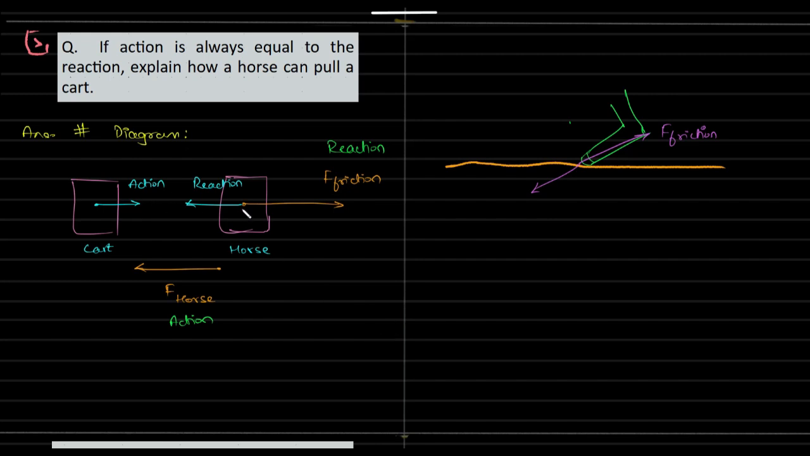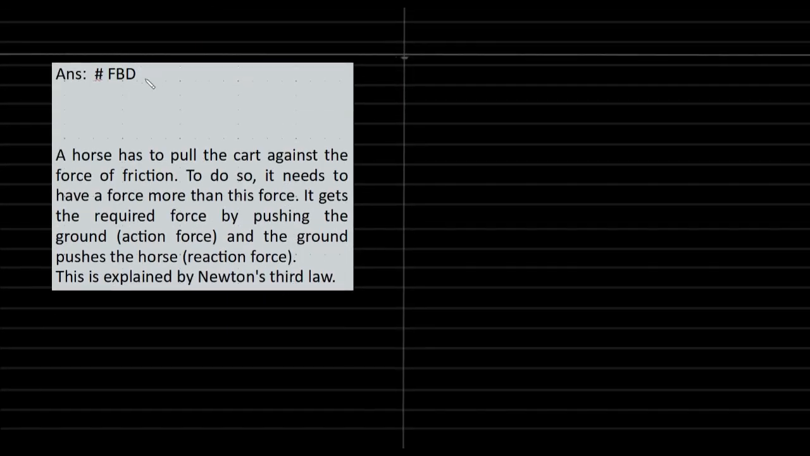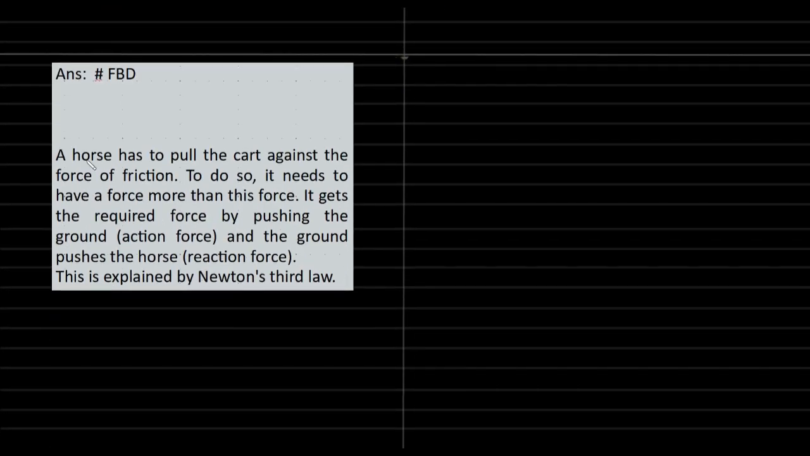The horse and the cart, the interaction between them is not leading to the motion of the horse, but it's the interaction by the horse with the ground that is making the system move forward. Right? To write it in your exam, we should draw a free body diagram, this one. And then you should draw this.